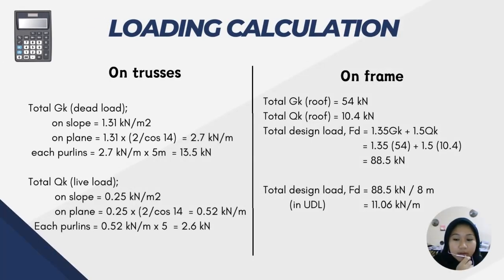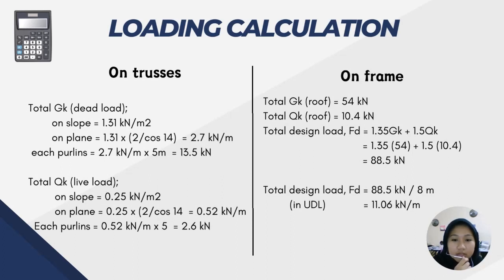Alright, in this project, we need to model the frame structure in order to analyze it. So the loading calculation is required. First, we go to the loading on truss and frame, which have the loading of dead load and live load. On truss, the total dead load in each purlin is 13.5 kN, and the total live load in each purlin is 2.6 kN.